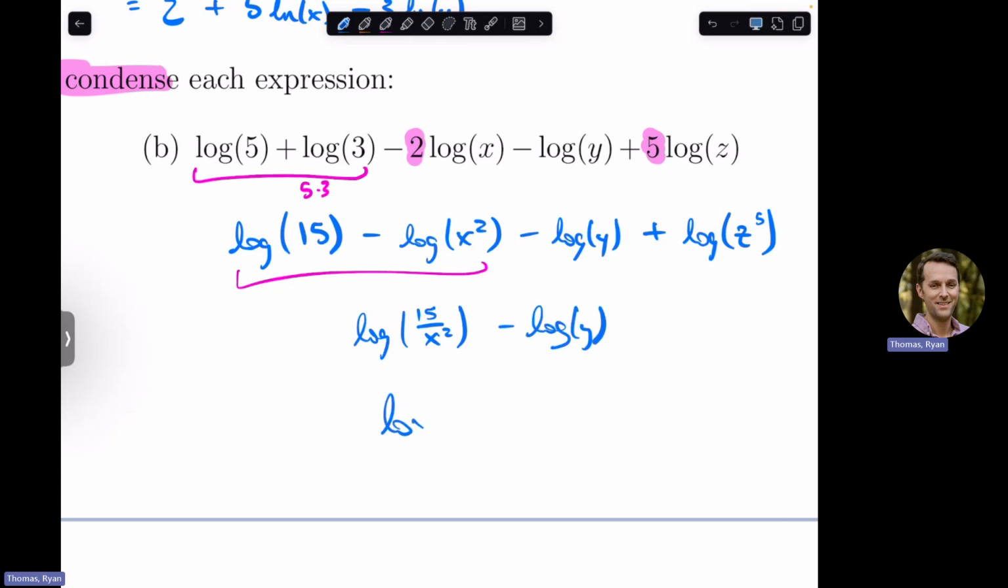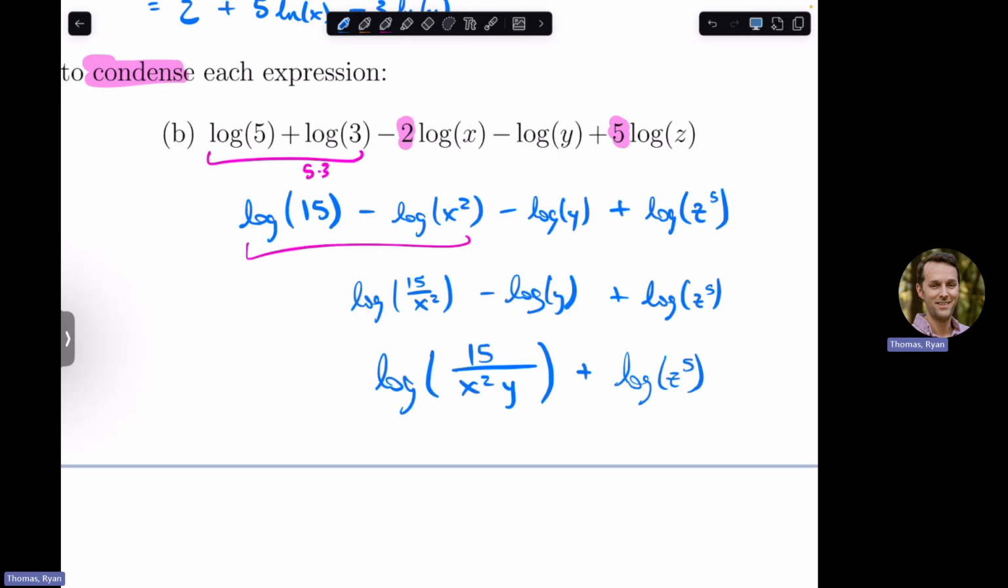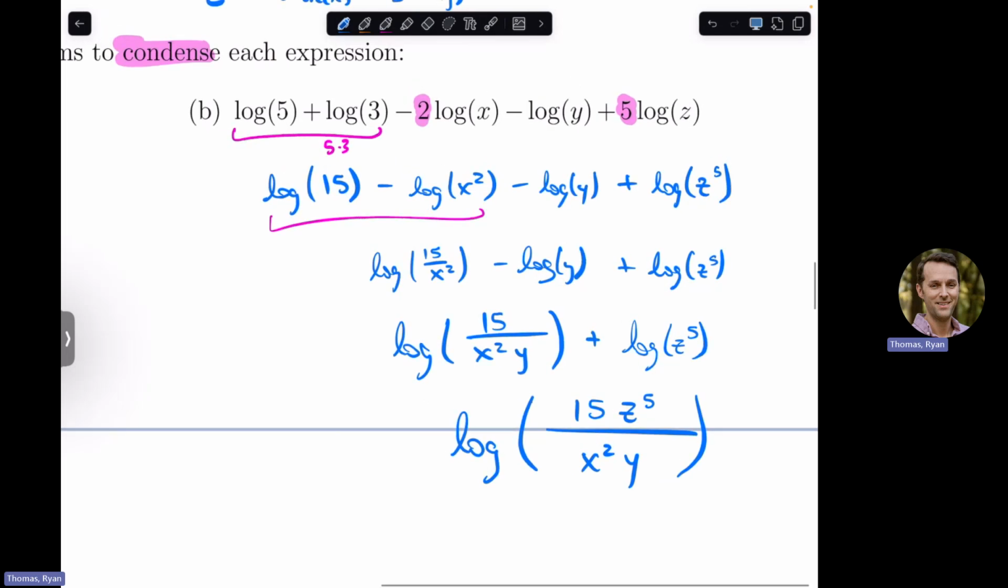I mean, you can just keep rolling these things together from left to right. 15 over x squared y, right? Oh, sorry, I left that guy out. Still there. So 15z to the fifth over x squared y, once we finally combine everything into one.